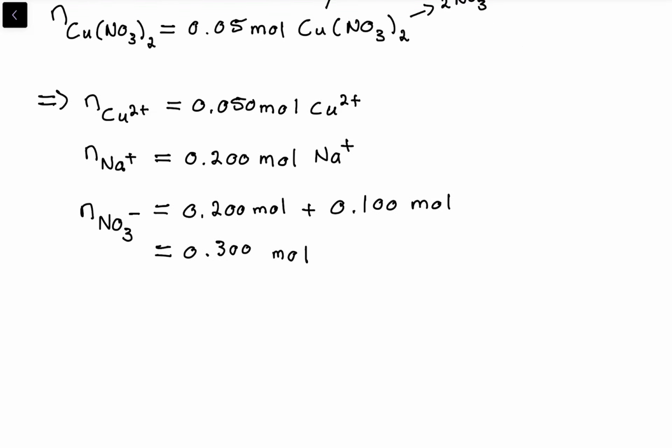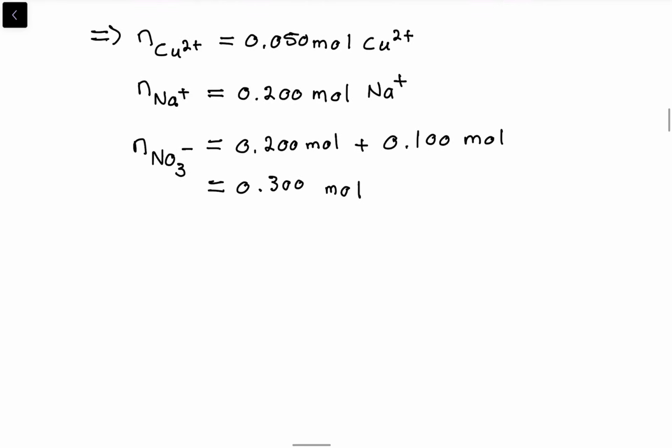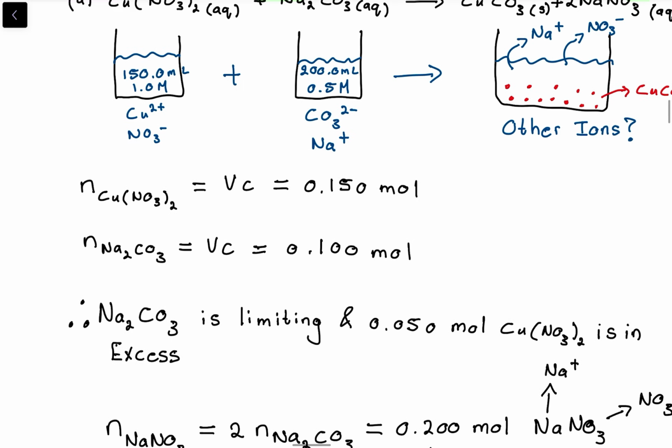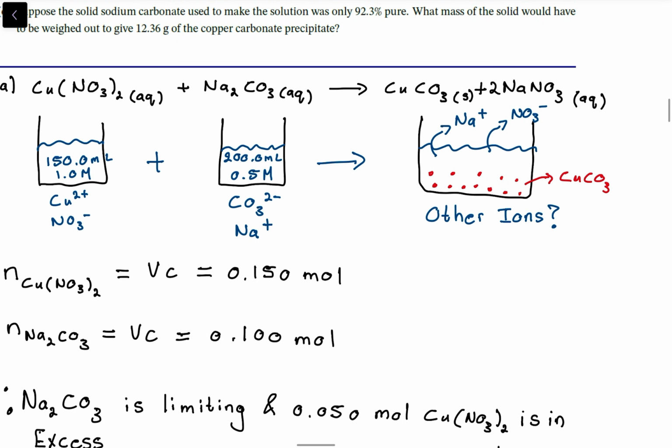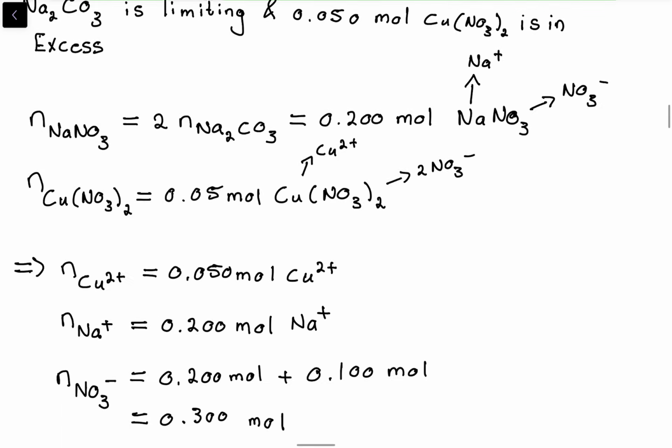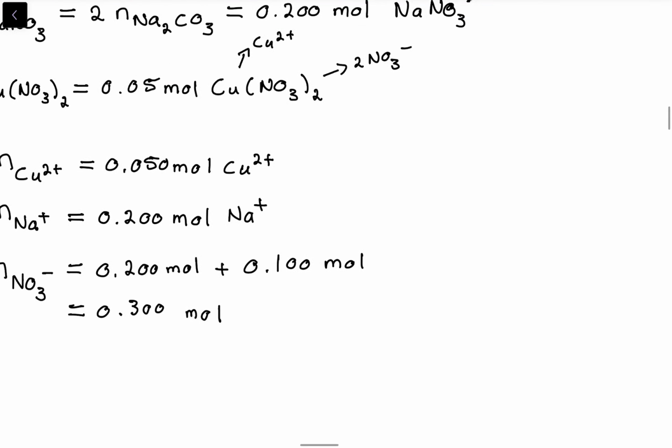And once we have that, then we can start calculating their concentrations. So our first step to calculate the concentration is we now need the final volume of our solution. Our final volume is, of course, the sum of those 2 volumes. So we have a final volume of 350 milliliter. Okay, so we can calculate each of these concentrations.